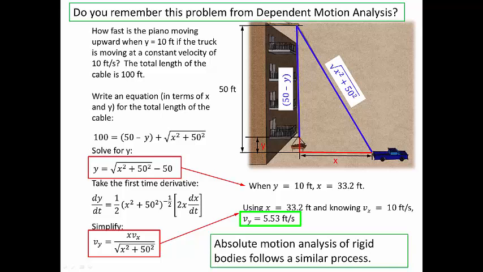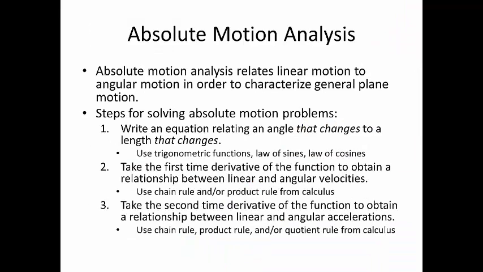Absolute motion analysis of rigid bodies follows a very similar process to what we did in this example. Absolute motion analysis relates linear motion to angular motion in order to characterize the general plane motion of the object. There are a few steps that we take for solving absolute motion problems. First, we write an equation relating an angle that changes to a length that changes, and we do this using trigonometric functions, or the law of sines or the law of cosines.